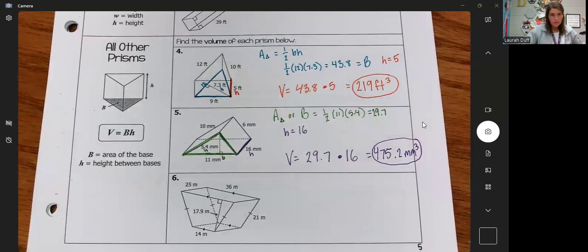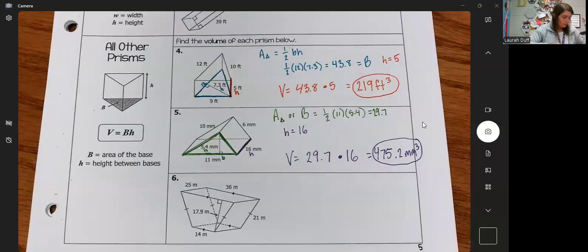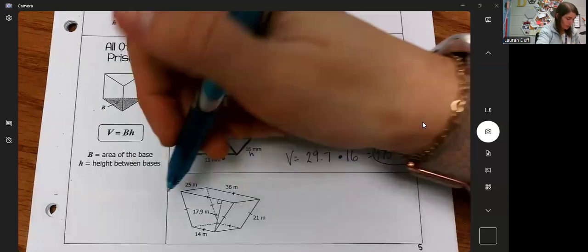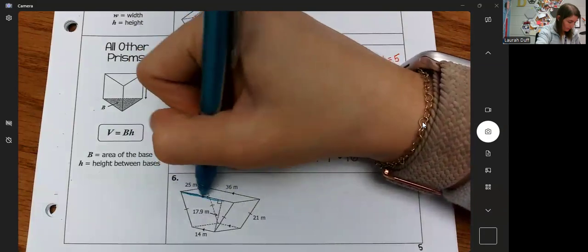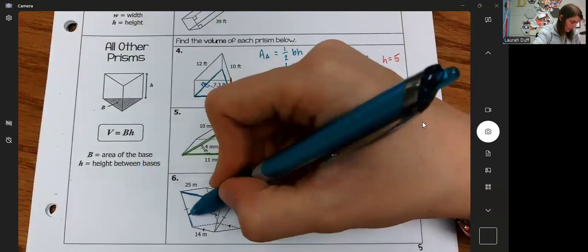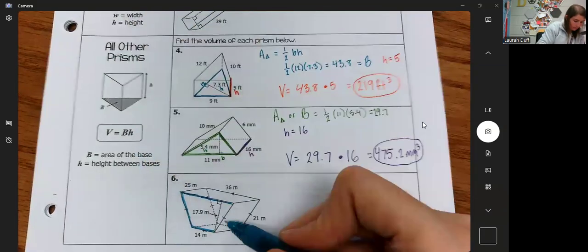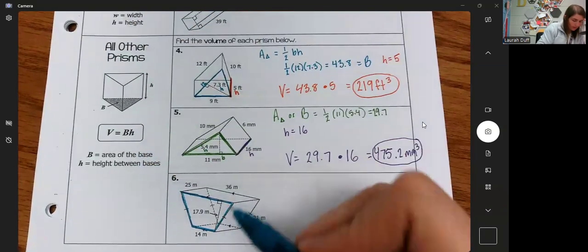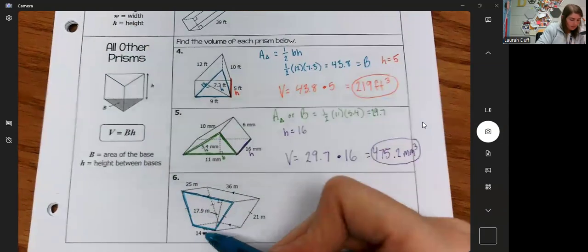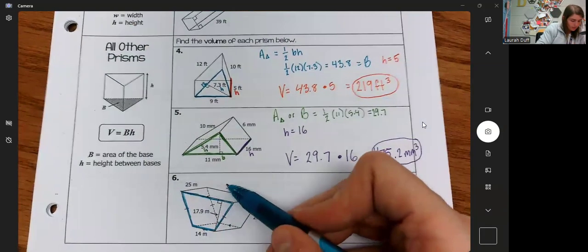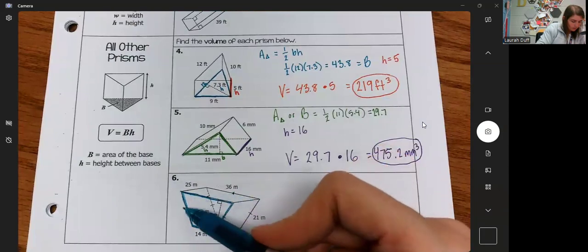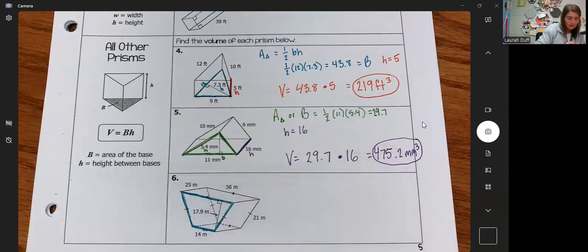We can also change up that shape. We can make it anything else. So let's try number 6, because number 6 is a trapezoid. Again, in my trapezoid, I'm going to outline my base because it just helps my brain. There are a lot of extra lines going on in these pictures. It gets very confusing. Outline that base. I see 14 is a base, 36 is a base, and 17.9 is my height.